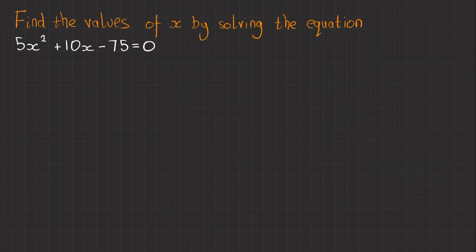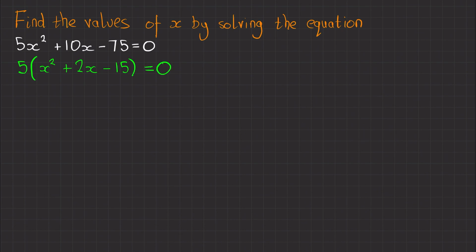Last demonstration question, it's a bit different compared to the others because we've got this coefficient of x squared. So how do we go about dealing with this? Well, our first step is to take out a factor from this equation. And the factor you want to take out is the coefficient of x squared. So taking out a factor of 5, we'll have 5 lots of x squared plus 10x divided by 5 is plus 2x. And minus 75 divided by 5 is minus 15. And that all equals 0.